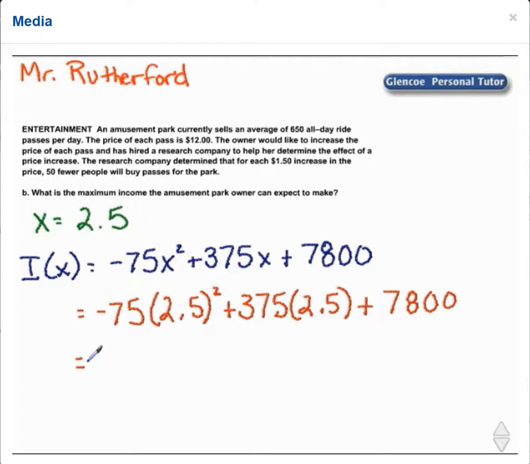Go ahead and use your calculator on this one, and this will simplify to 8,268.75. So in other words, the maximum income the amusement park owner can expect to make in increasing her ticket price 2.5 times will be $8,268.75.